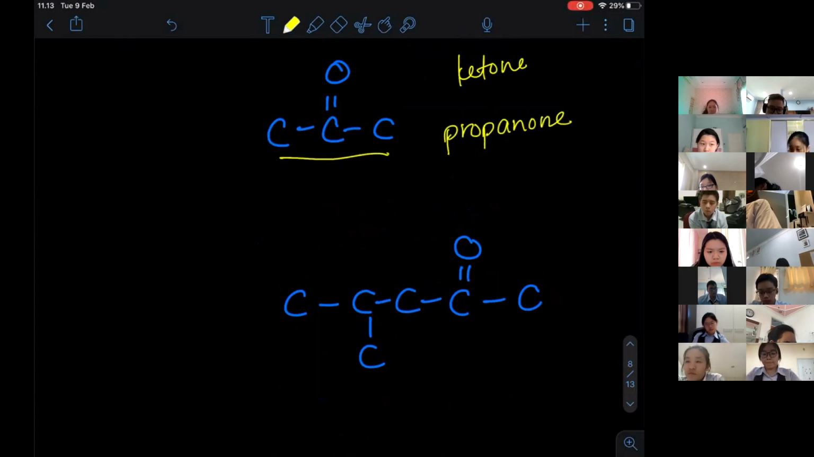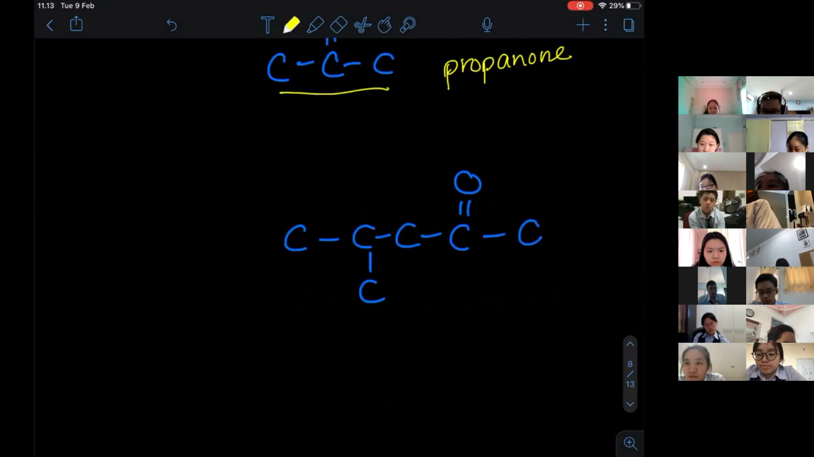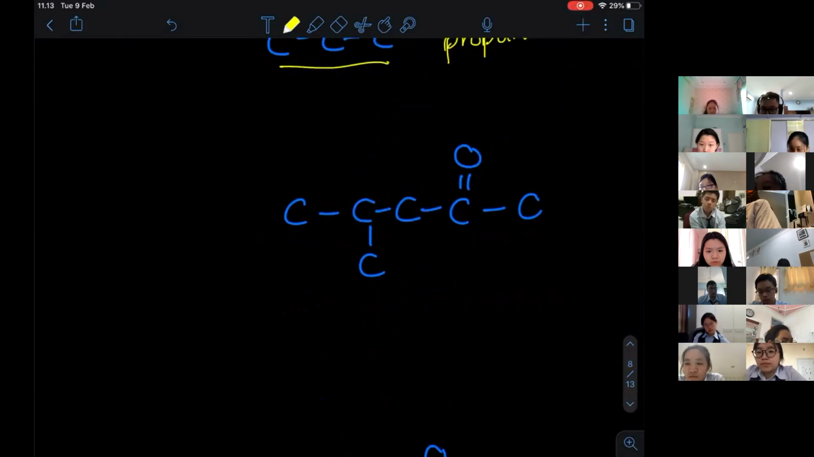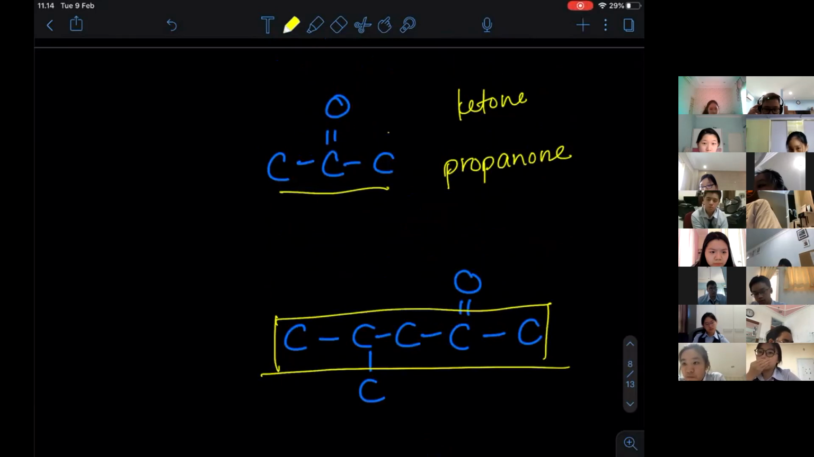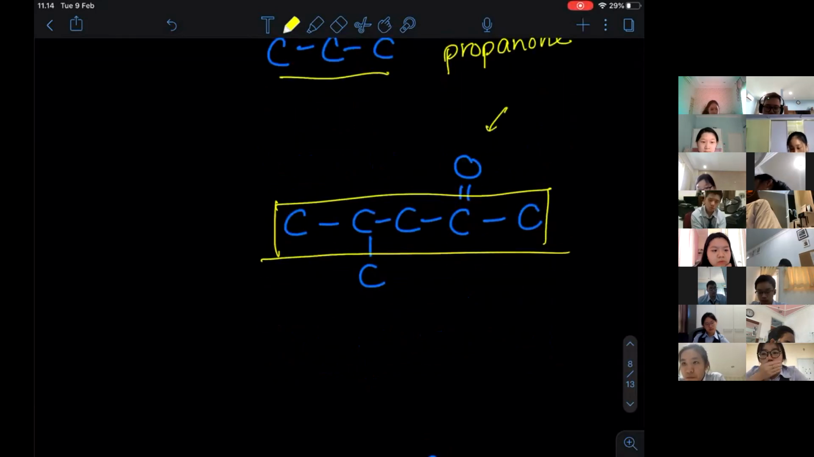Okay, propanol. Here you can see the longest carbon chain is going to be like this. For this one, the double bond O cannot come here, cannot come over here, because if it does, then it will become an aldehyde. No need to think a lot. But for this one, the double bond can come in different places. So the numbering is important.